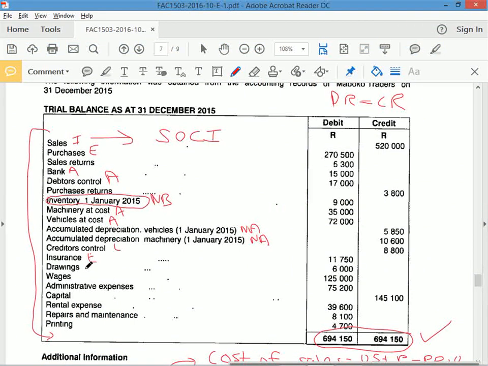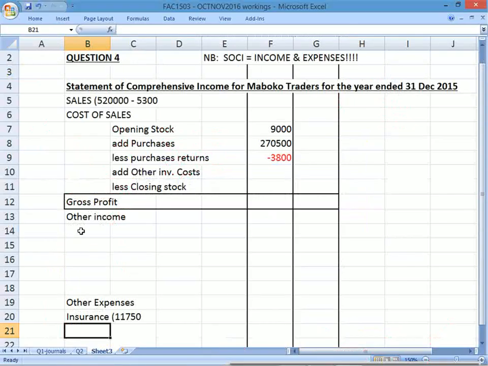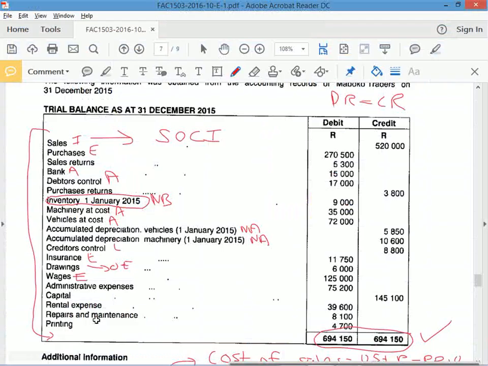Drawings, what is it? Drawings is its own account. Drawings is owner's equity. Don't need it. Wages? Good, I do need it. Get a mark for it. Show it. Wages, open brackets. What is the wages? 125.